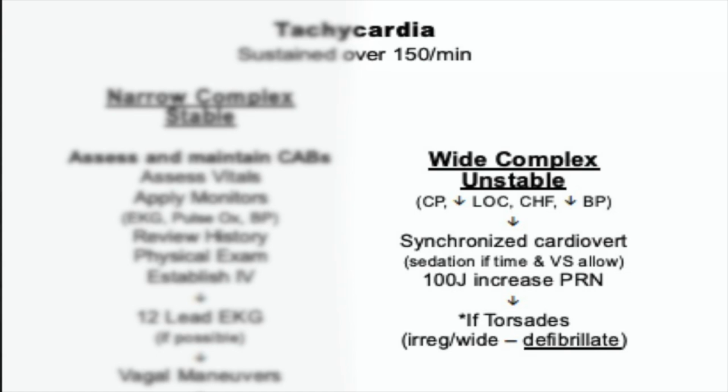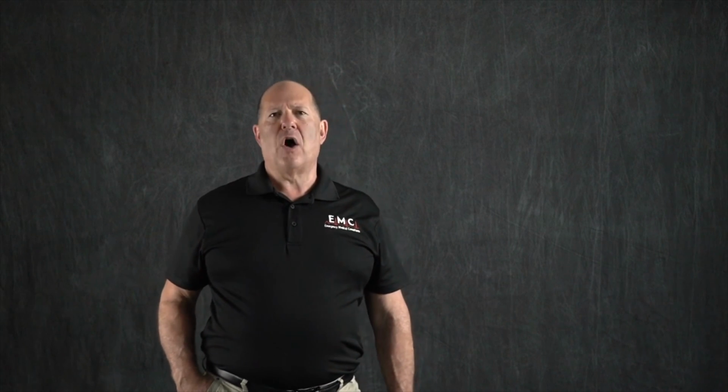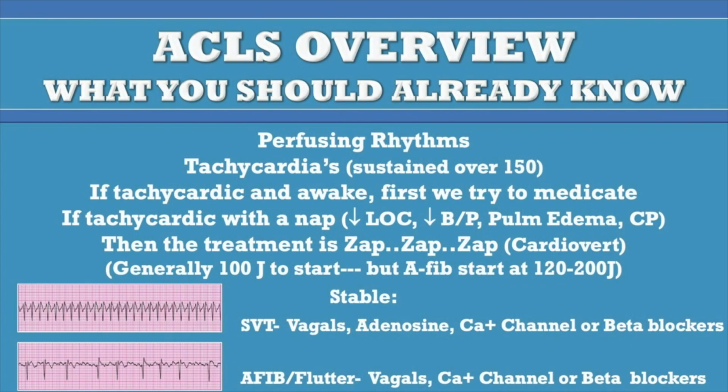All right, so as a quick review of what we just said, I know that was a lot of talking. If the patient has a heart rate over 150 and they do have a pulse, here's what we say. If tachycardic and awake, first we try to medicate. If tachycardic with a nap, decreased consciousness, or hypotension, then the treatment is zap, zap, zap.